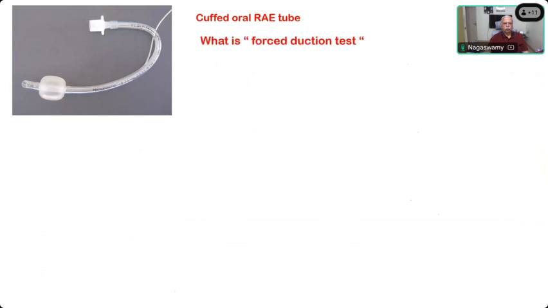What is the forced duction test? It is performed during strabismus surgery. So it is a test to identify the direction of squint.